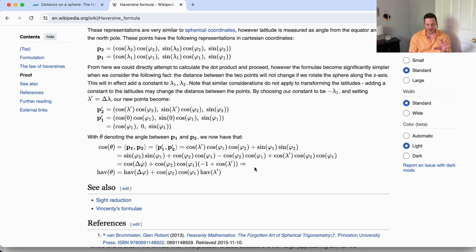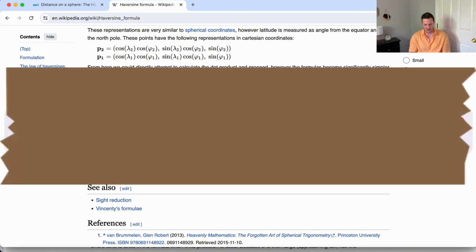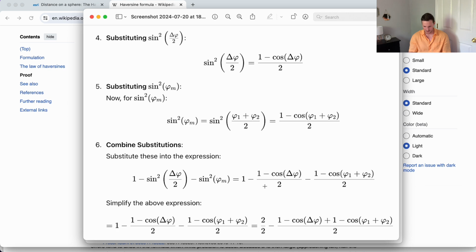The only slightly tricky bit here is, how are you going to go from this expression with cosines to now having some haversines too? And if I just show you this little screenshot, say the next one, sorry, where is it?